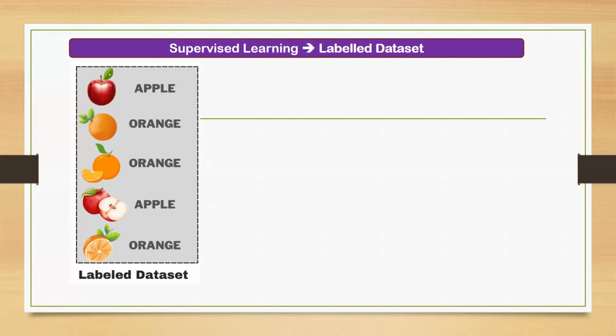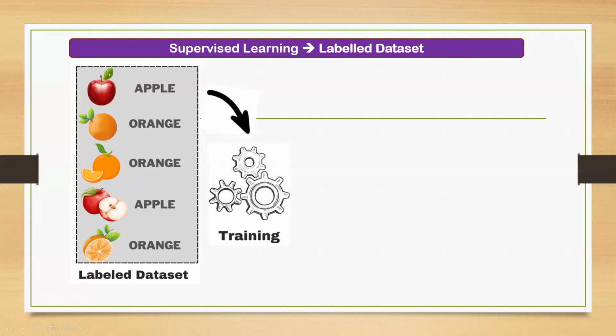So in supervised learning, we usually have what I call the labeled data set. For example, you show the computer an image and you tell it that this is an apple, this one is an orange, this is still an orange, this is another apple. So you give the computer different samples of what you want it to learn. You show it how oranges look, how apples look, and you tell it exactly what each one is. So when you have that labeled data set, you now proceed to training.